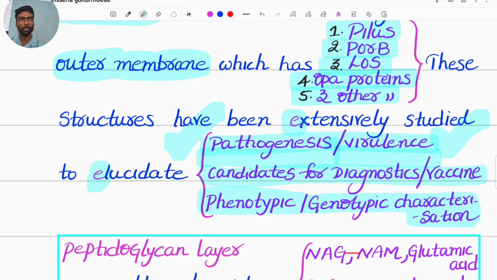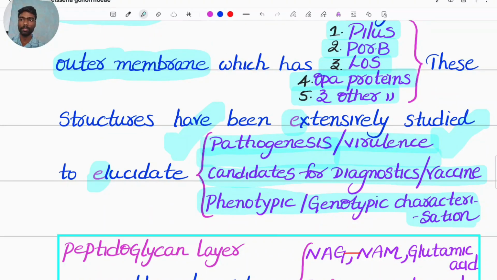Example, PorB proteins are of two types, 1A and 1B. 1A is involved in local infection only, whereas 1B can cause extensive disease and dissemination, so it is highly severe. So it has more virulence. Virulence is related to quantity, how severely it causes a disease.